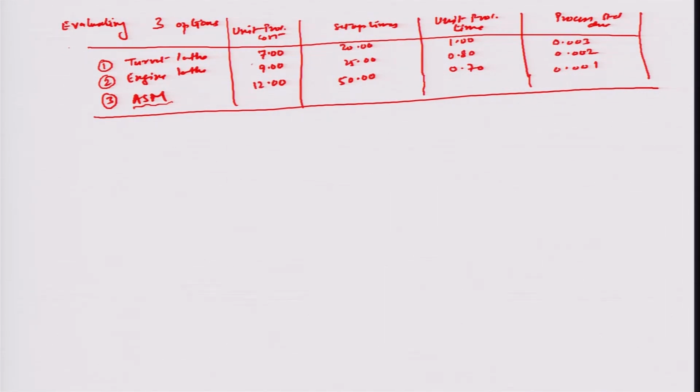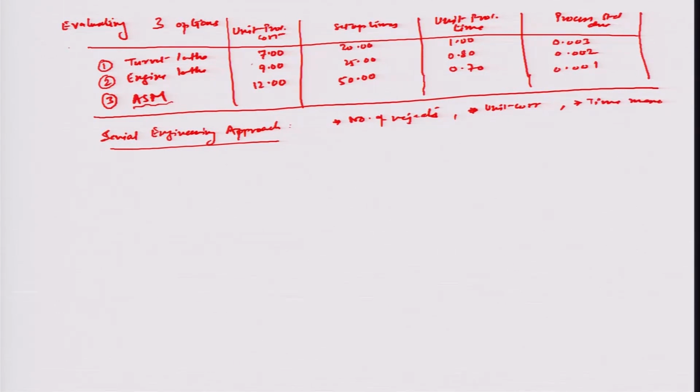So, having said that, let us now compare both the serial and the concurrent engineering approaches. In the serial engineering approach, if you may recall, we had obtained values related to the number of rejects for all three machines. Then we also obtained data related to the unit cost, and probably time of manufacture as well. These were recorded for about 1000 pieces which were supposed to be produced, with a mean of 1 inch diameter and a process standard deviation of 0.003 inches, which is given for the turret lathe.